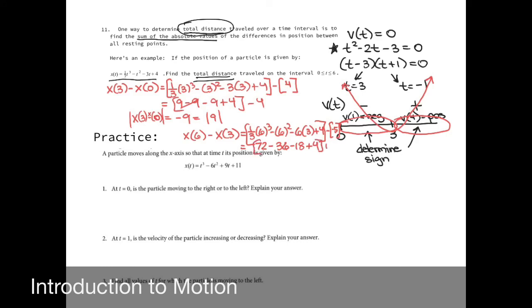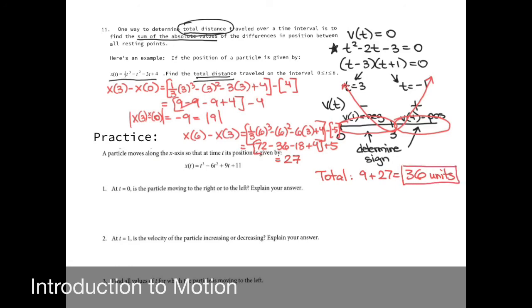So that quantity plus 5. So 72 minus 36 minus 18 plus 4 is 22, plus 5 is 27. So that means the distance traveled in the second interval is 27. So my total distance then would be 9 plus 27, which is 36. Now, were units given to me? No, they were not. So I would just say 36 units traveled.